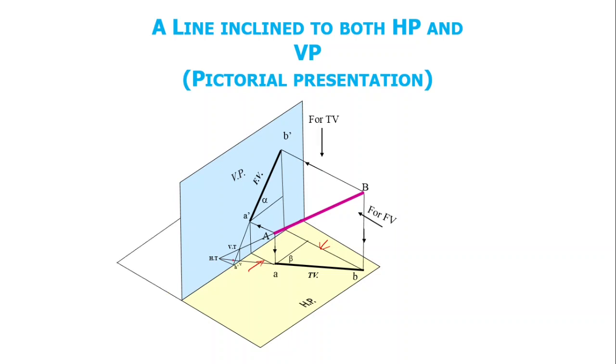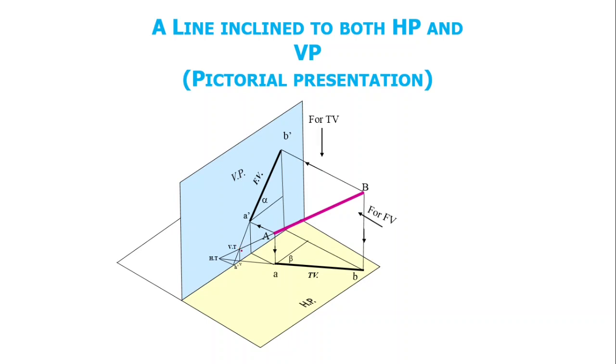This is the actual concept of the horizontal trace and vertical trace. The horizontal trace is a point on HP, and VT is a point on VP.